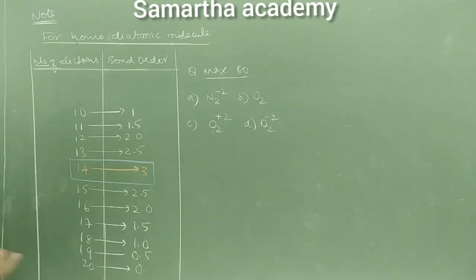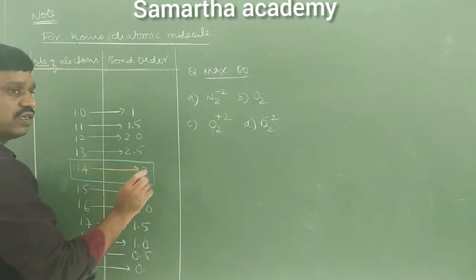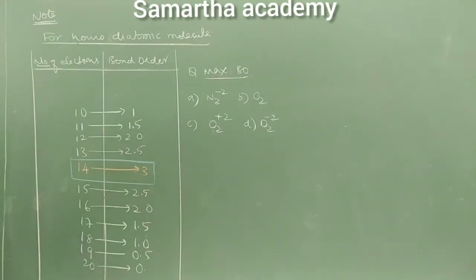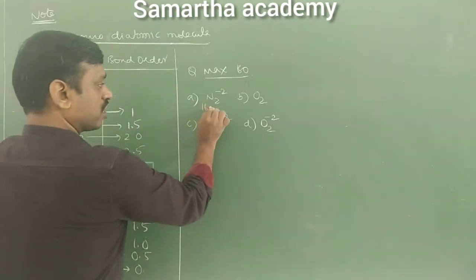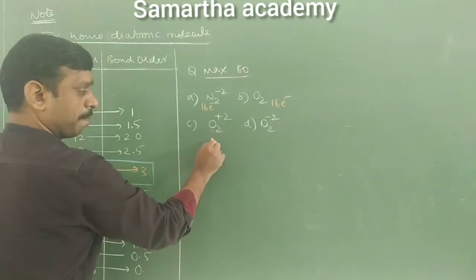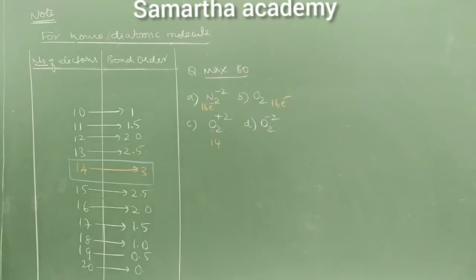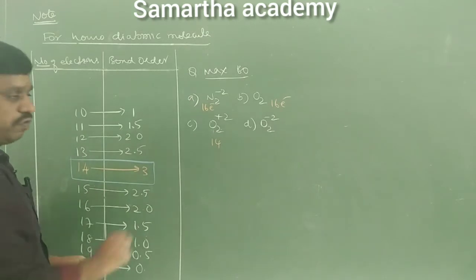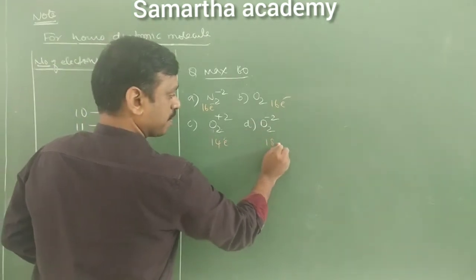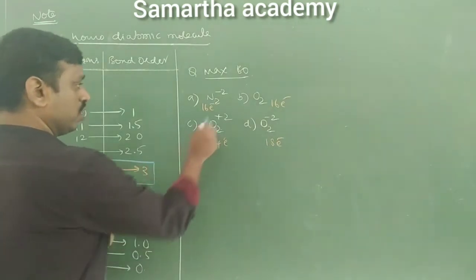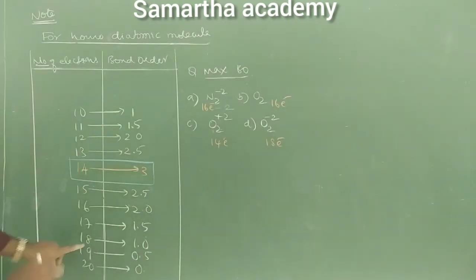Come on, tell me, how do you calculate bond order? You just calculate the number of electrons. This N2 minus 2 has how many electrons? Nitrogen has 7 electrons per atom, 2 nitrogens 14. 14 plus 2, 16 electrons. Next, O2 has 16 electrons. O2 plus 2 has lost 2 electrons, so 14. Next, O2 minus 2 has 18. Okay, come on, tell me now. With 16 electrons, the bond order is 2. Electrons are 16, bond order is 2.